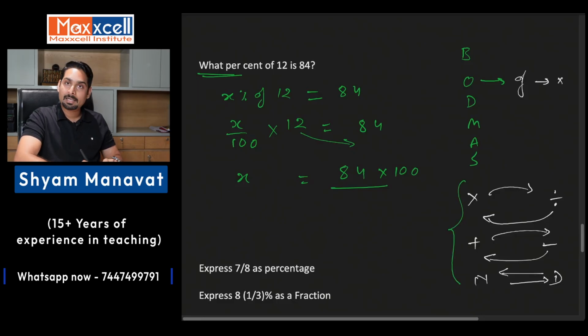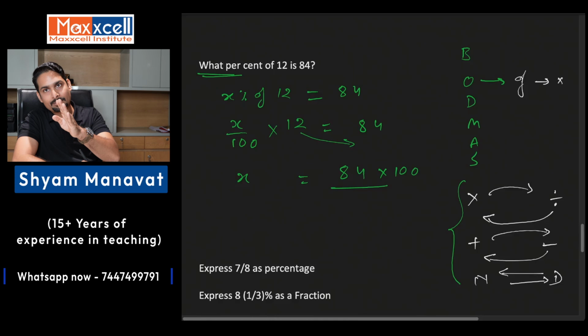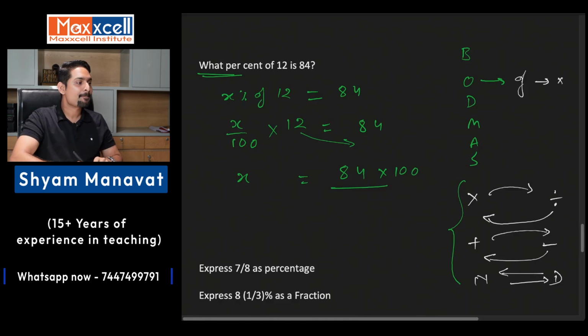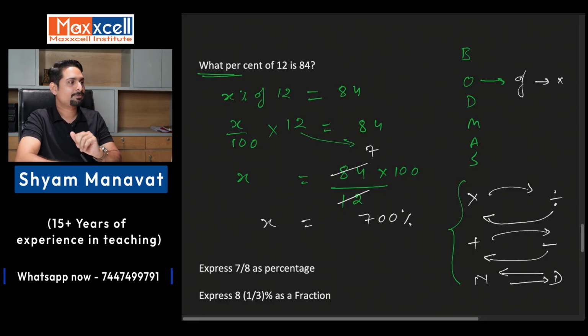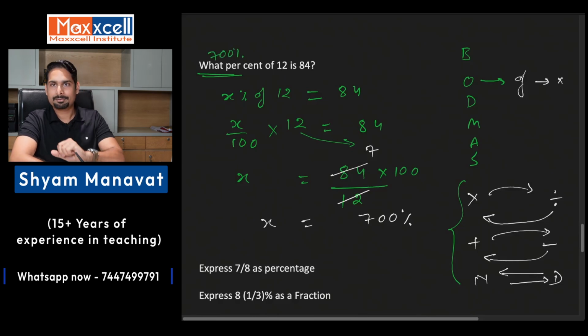So here 100 was in the denominator, so I am taking it to the numerator when I change the side. 12, which is in multiplication, will become division. Division we write in the denominator. Now simplify this. 12 sevens are 84. What do you get here? 700%. So what percent of 12 is 84? It is 700% of 12 that will give you 84.